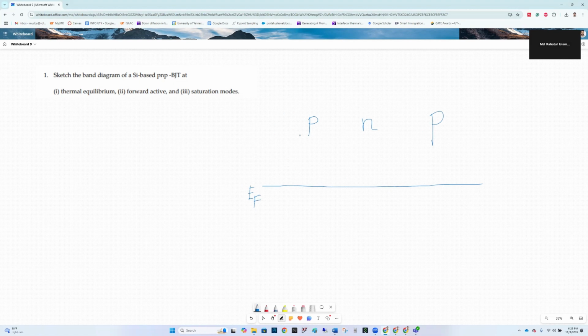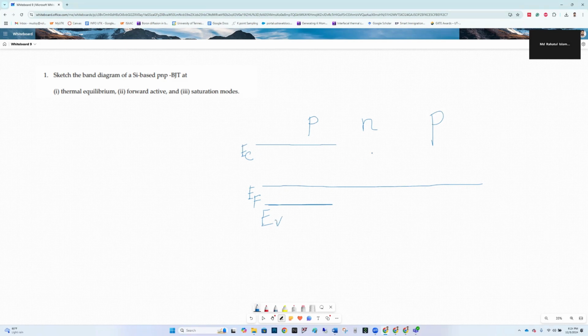You know that in the P region, the Fermi level should be near the valence band, right? So we will draw EV, or valence band, near to the Fermi level, and the conduction band should be far away from the Fermi level. So this is EV, and this is EC. So this is the characteristic of P region, where EF should be nearer to the EV.